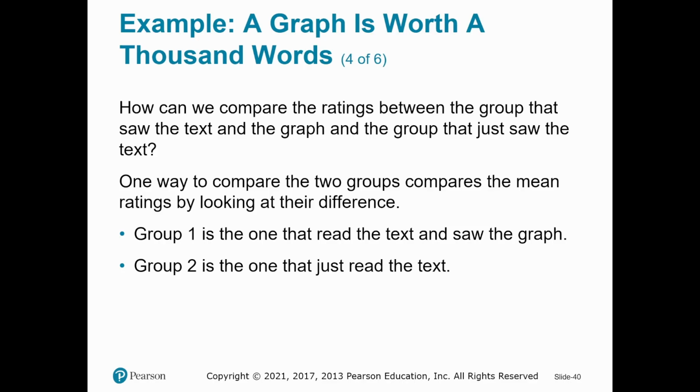How can we compare the ratings between the group that saw the text and the graph and the group that just saw the text? One way to compare the two groups compares the mean ratings by looking at their difference. And if you're going to look at the difference in means, what is your distributional assumption? That would be normality.